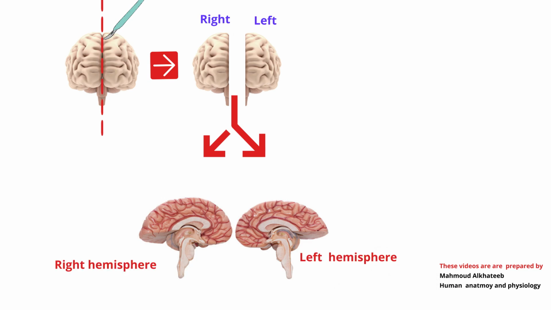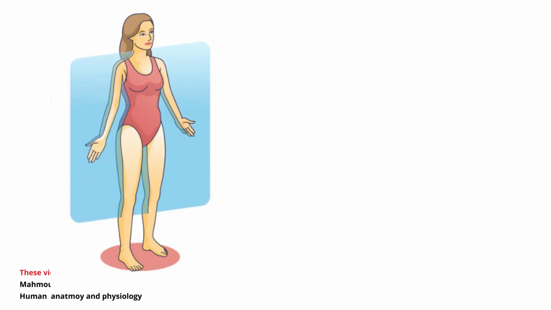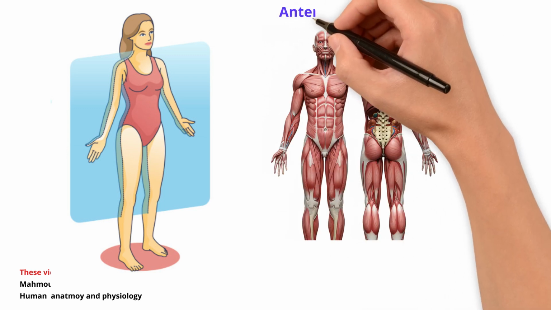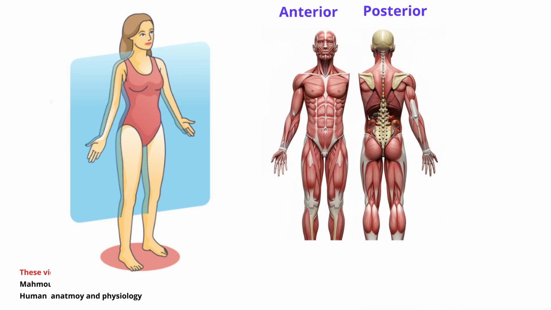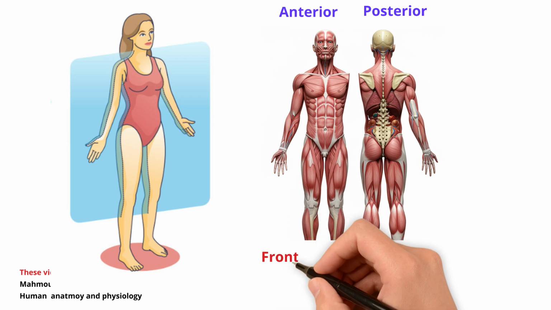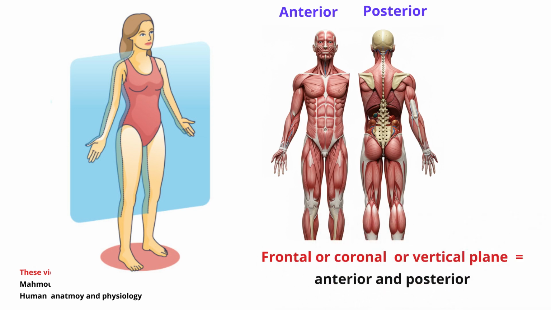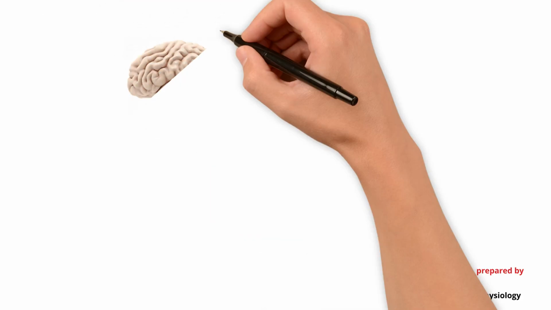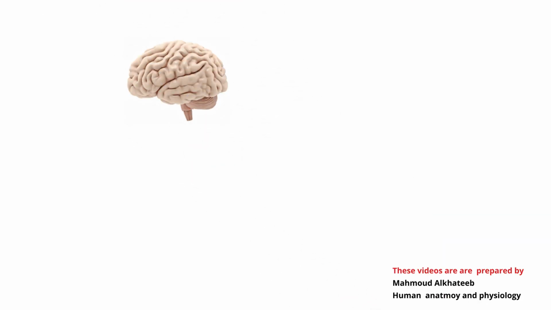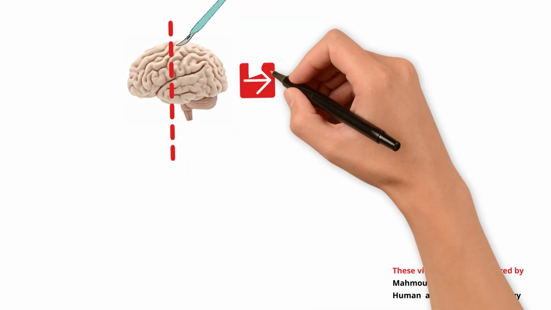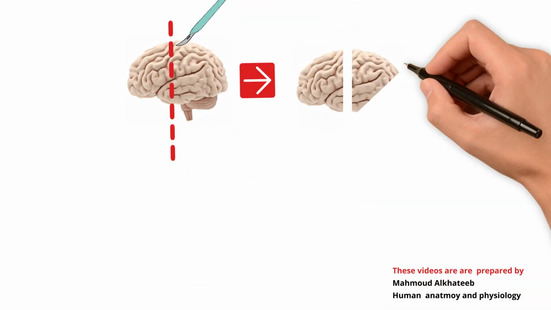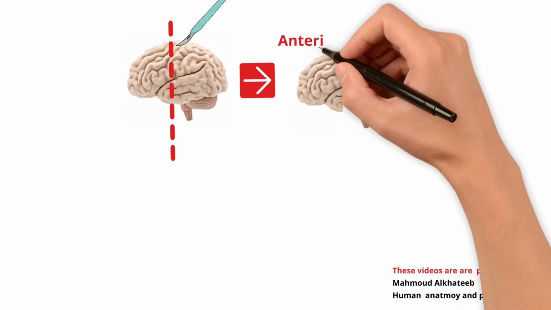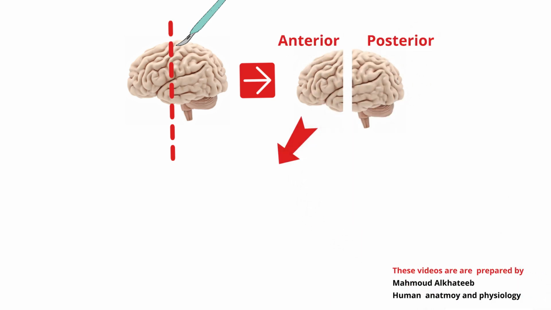The next anatomical plane is the frontal or coronal plane, which separates the body into anterior and posterior parts, as shown in these images. Visualize a vertical line that divides the body into the front and back portions. Returning to the brain, this time from a lateral perspective. If we perform a coronal or frontal cut, the brain will be divided into anterior and posterior sections. The resulting section would represent a view of the anterior portion of the brain.